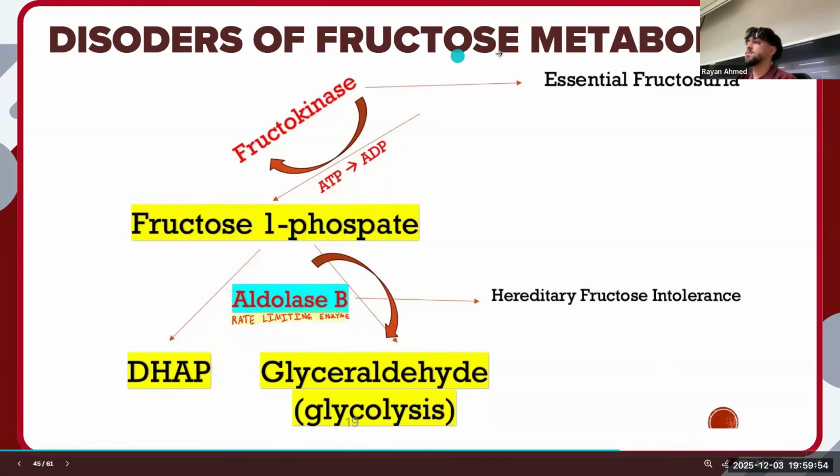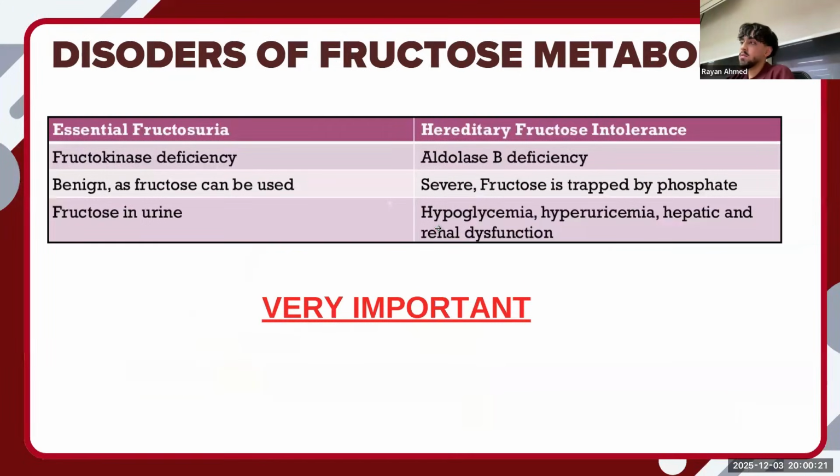Now, disorders of fructose metabolism. If fructokinase is deficient, we have essential fructosuria. If aldolase B, which is a rate-limiting enzyme for fructose metabolism, is deficient, we have hereditary fructose intolerance. Please keep this in mind. I have a table as well for essential fructosuria and hereditary fructose intolerance. Not much to understand, just mostly memorizing the names, but the symptoms are important as well.